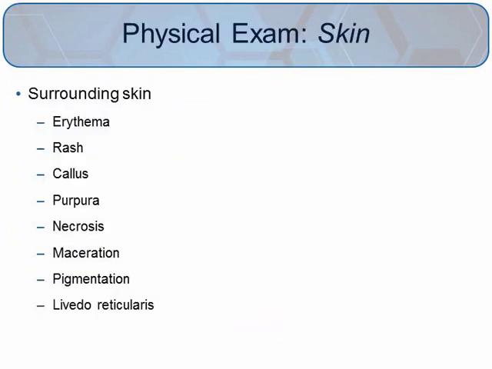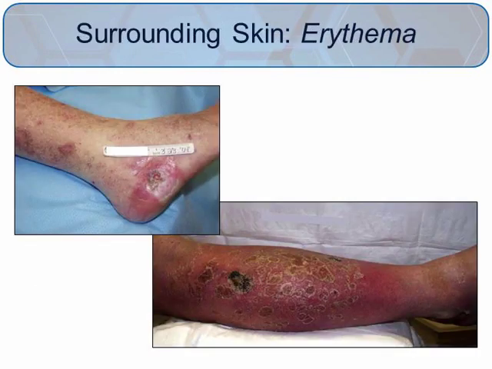So that's wound bed. Now let's talk about skin, and specifically the surrounding skin, and we'll go through each one of these particular definitions. Erythema, redness of the skin. And generally, it indicates some type of inflammation and frequently indicates infection. So in the upper photo, you have a wound with localized erythema, a localized infection, versus the lower photo is of a significant cellulitis.